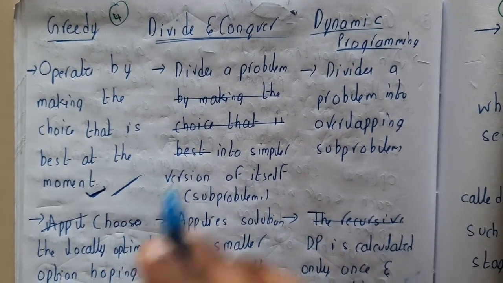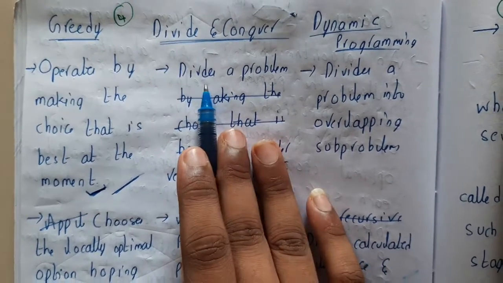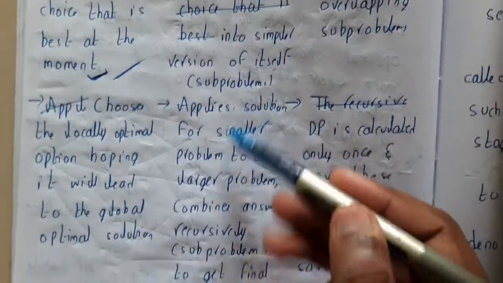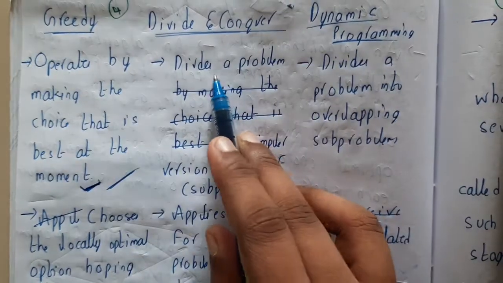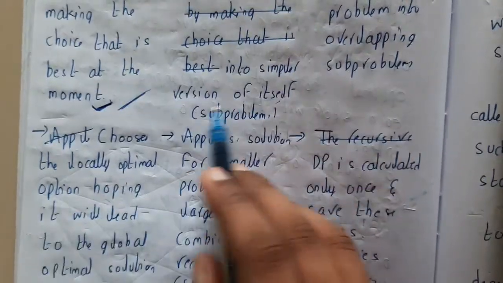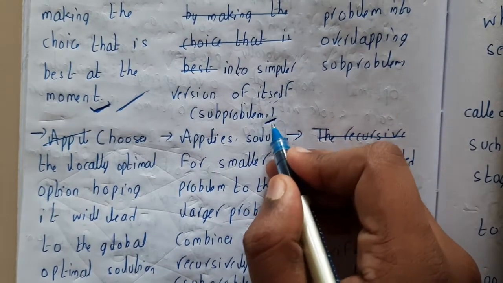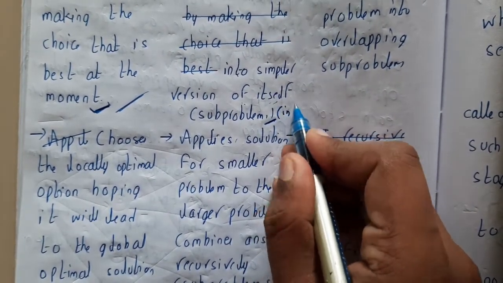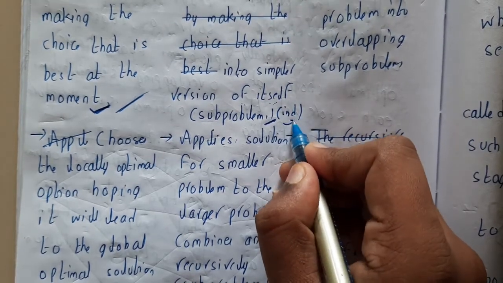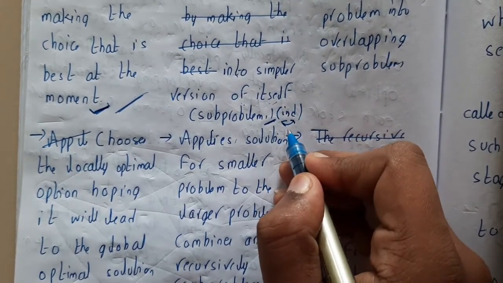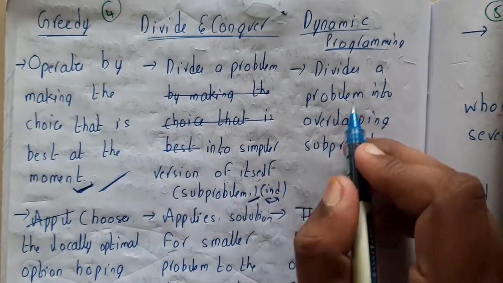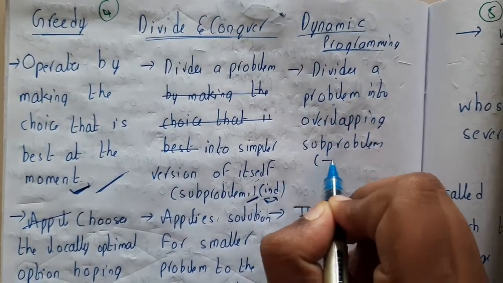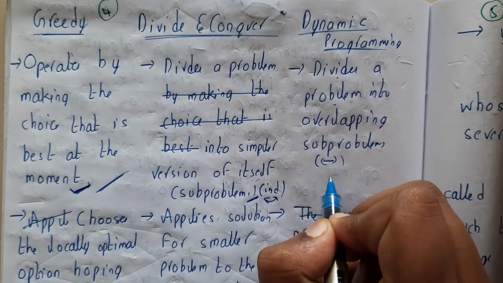Whereas divide and conquer divides a problem into simpler versions of itself. I'll explain how it is done in the next step, don't worry. Dividing a problem into simpler versions of itself gives us subproblems, and remember that these are independent of each other. There is no dependency between two subproblems, there is no relation. Whereas in dynamic programming, it divides a problem into overlapping subproblems, so there is some relation between the subproblems.